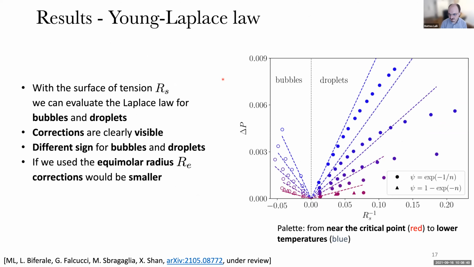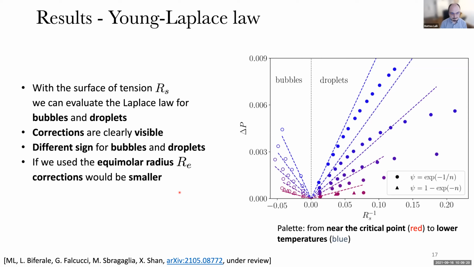Now, let's look at the Young-Laplace law, which is plotting the pressure jump against the surface of tension. And as we can see, there are clearly corrections. So the straight lines are what you would have expected if the surface tension didn't depend on the curvature. But as we can see, the data are diverging. And for the red color, we are near the critical point. We go further away from the critical point, going towards the blue. Moreover, the droplets corrections are opposite with respect to the bubbles corrections.